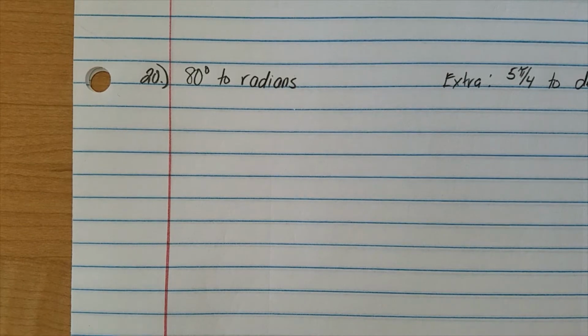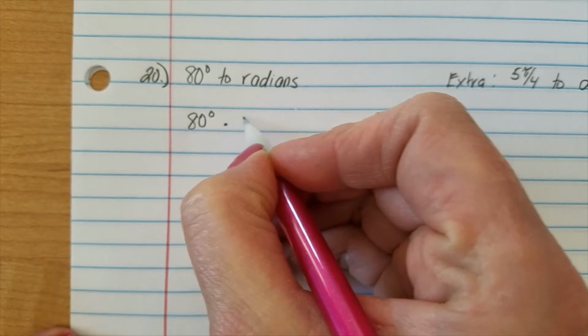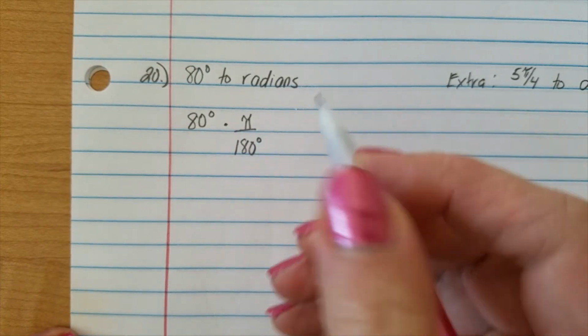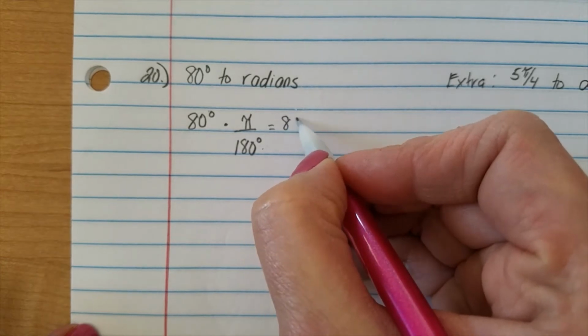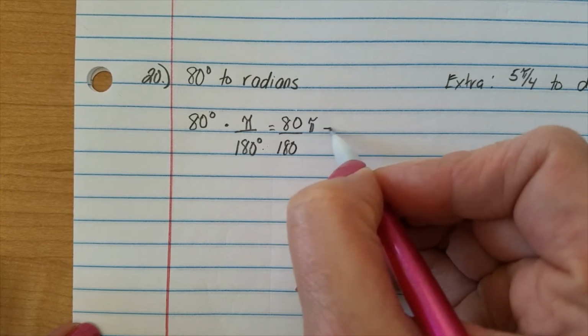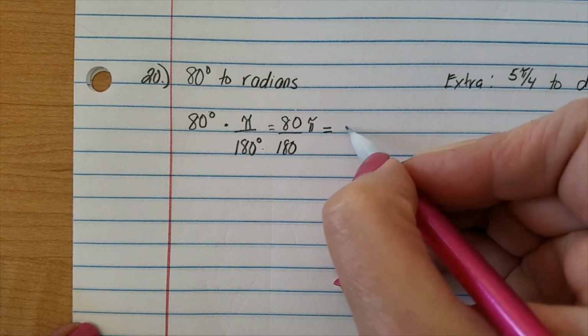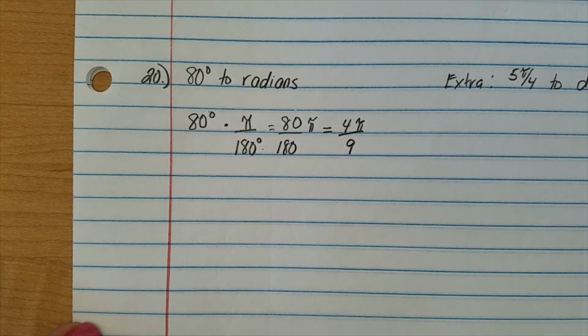80 degrees to radians. I start out with the 80 degrees times, if I want radians, I put radians in the numerator. I'm going to put my degrees in the denominator. My units are going to cancel out. I have 80 over 180 pi. Okay, so that is divisible by 20. So that means I have 4 pi over 9.